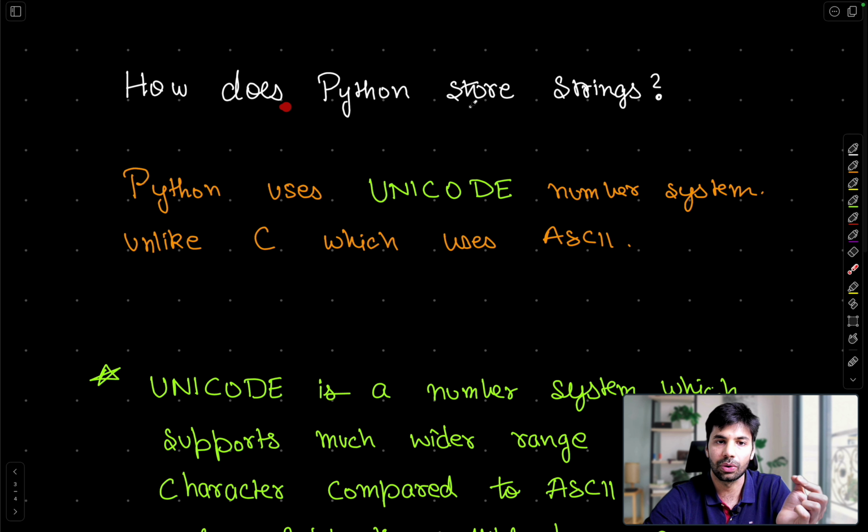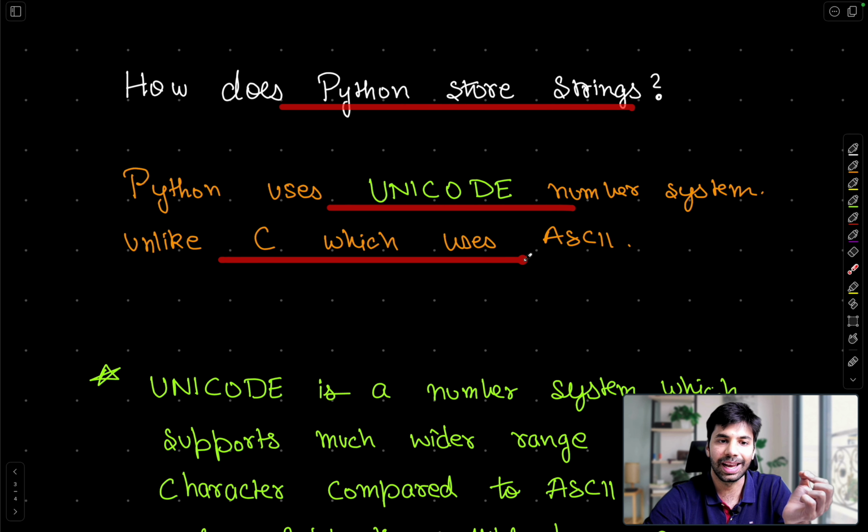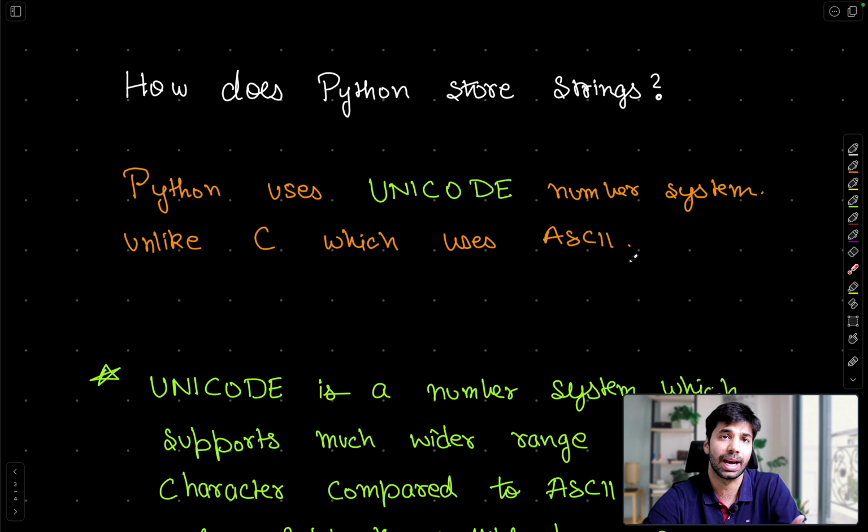So how does Python store strings? Python uses a Unicode number system, unlike C or C++, which use ASCII. Now what these Unicode and ASCII are, you can just think of them in terms of a dictionary. Just as in our dictionary, for a particular word, it has the meaning.